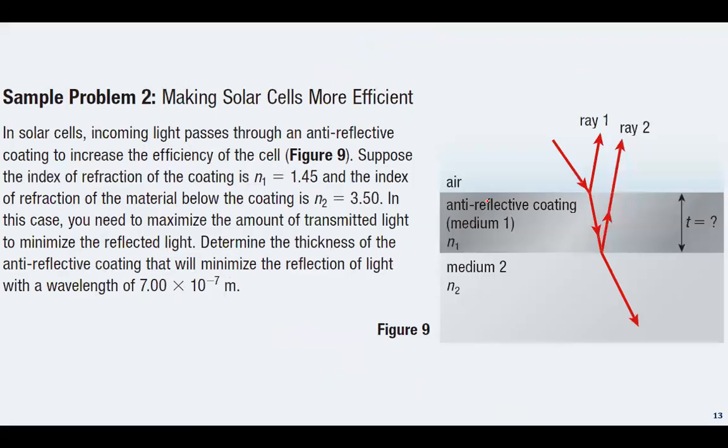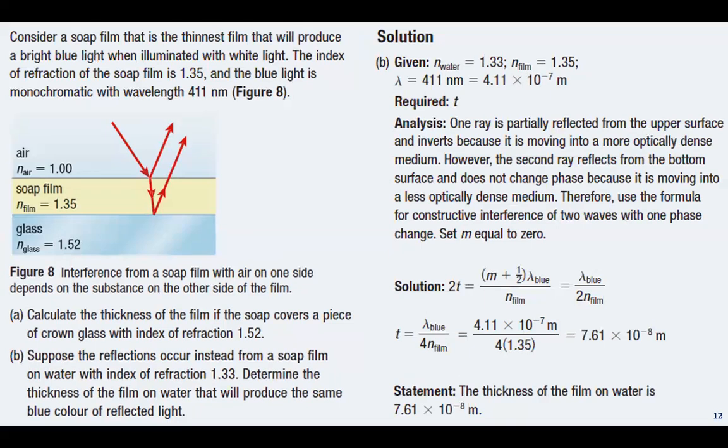Okay, then let's consider question B. What's the difference here? The difference is that one ray is partially reflected from the upper surface and inverted because it's moving into a more optically dense medium. However, the second ray reflects from the bottom surface and does not change phase because it's moving into a less optically dense medium. Therefore, we can use the other model, right? The formula for constructive interference of two waves with one phase change.